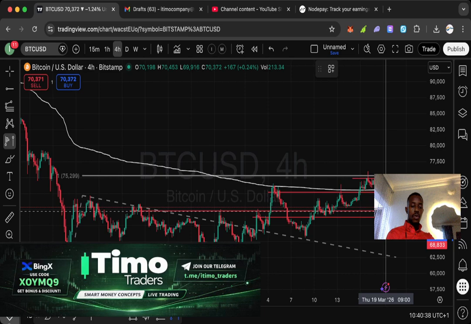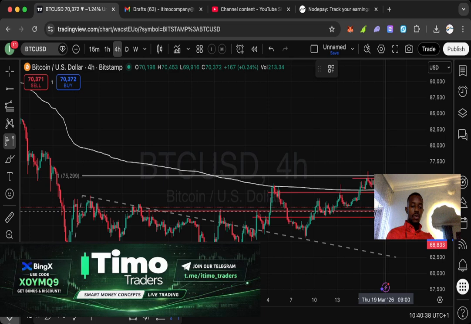Yesterday we had price reacting off the value area high. You can see price reacting off the value area. So we had two scenarios of what could happen and what will prompt our decision. All right.